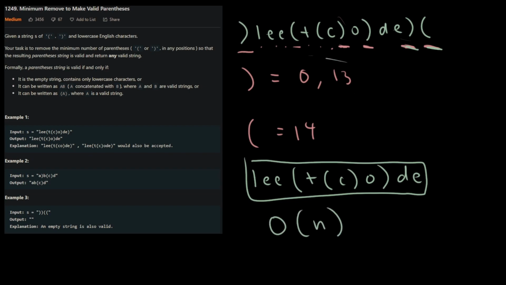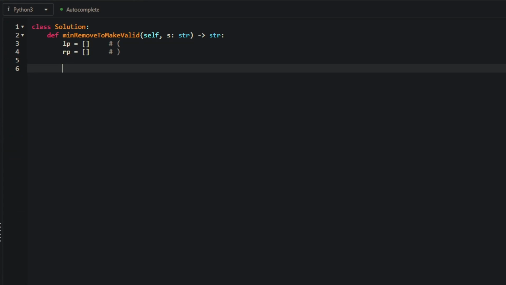And because we're using this data structure of a stack to store the indexes to remove, it will be at most also the size of the string, so O of n space complexity. Alright, so onto the coding solution.